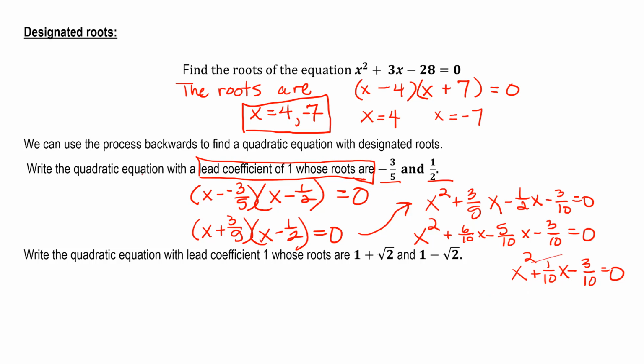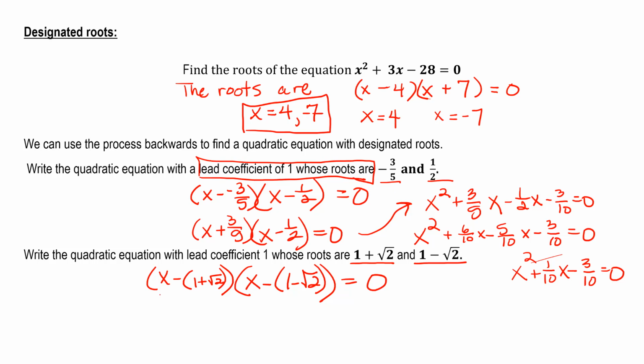All right, now it says write the quadratic equation with lead coefficient of 1, whose roots are 1 plus the square root of 2 and 1 minus the square root of 2. So if 1 plus the square root of 2 is a root, then x minus (1 plus the square root of 2) is a factor. If 1 minus the square root of 2 is a root, then x minus (1 minus the square root of 2) is a factor. So this is the quadratic equation with those roots.